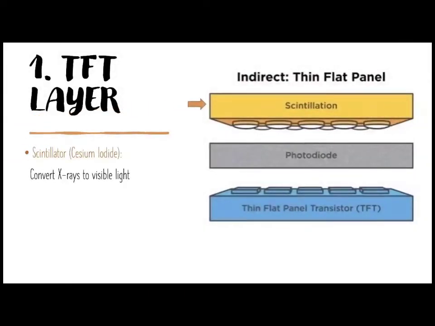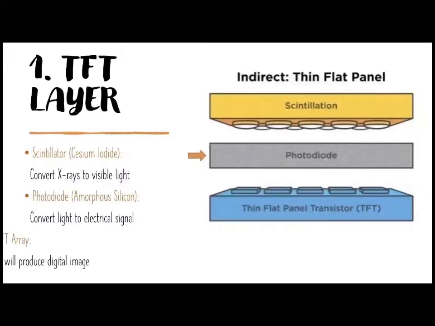Next is the TFT layer. The first layer is the scintillator. It is made of cesium iodide. Its function is to convert X-ray to visible light. The next layer is the photodiode. It consists of amorphous silicon. It converts light to an electrical signal. The last one is the thin film transistor, or TFT. Its function is to read out the signal and produce a digital image.